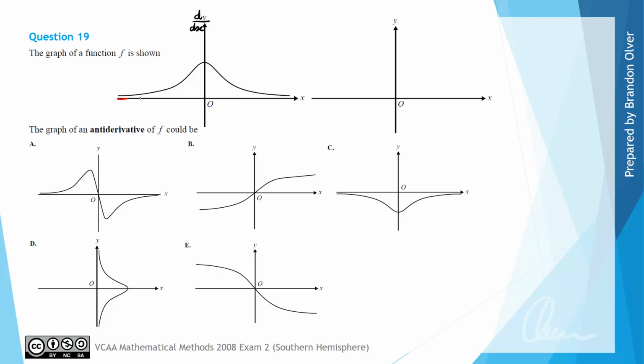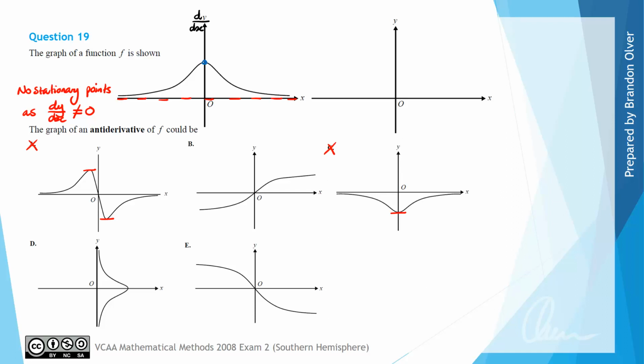So first of all, we can see that this graph never reaches 0. So that means that there'll be no stationary points on the graph of the antiderivative. So this one has a stationary point here and a second one there. So that means that A is not an option. C has a stationary point here, so that is not an option. And the other graphs all could be options for this particular question. So we need to do a little bit more investigation.